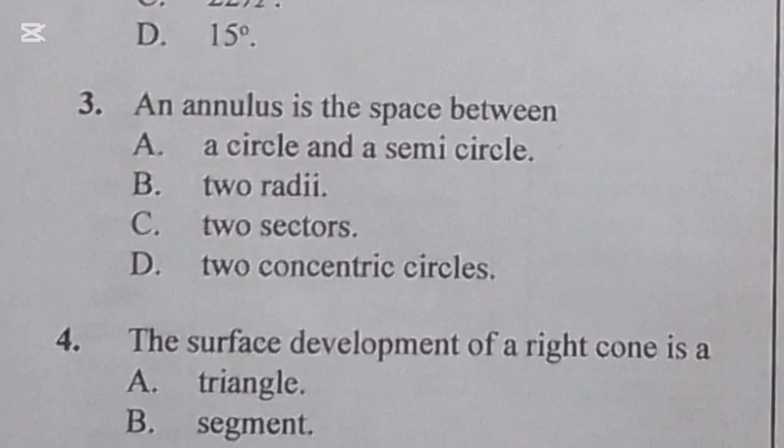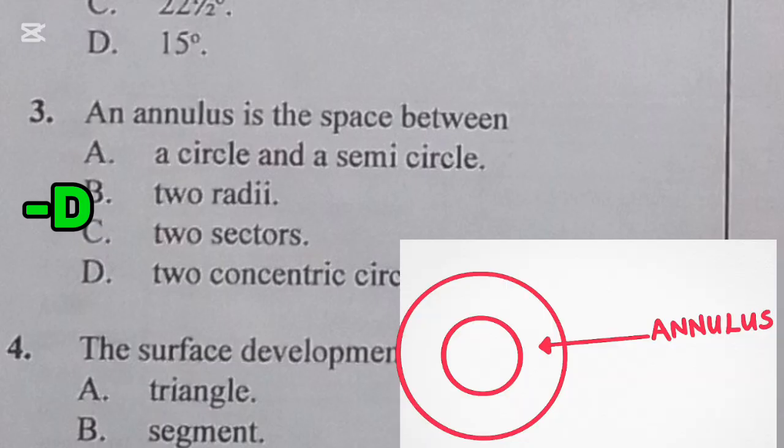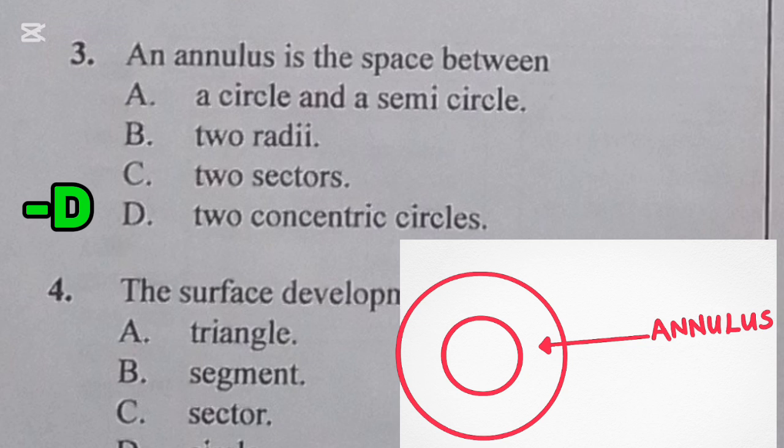Now question 3. An annulus is the space between two concentric circles. So the correct answer is D, like you can see on your screen. That is the space in between two concentric circles. Concentric circles have equal centers but different radii. So the space in between them is called an annulus. So the correct answer to question 3 is D.